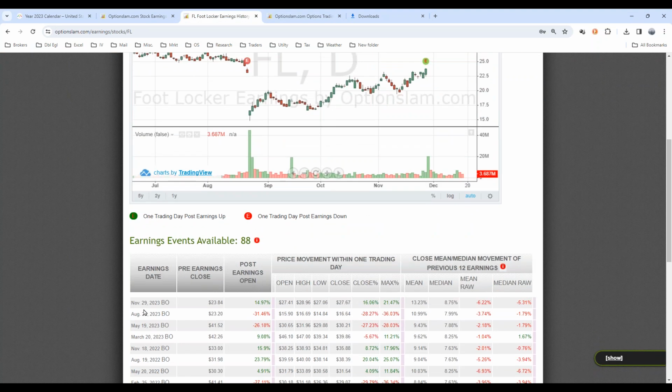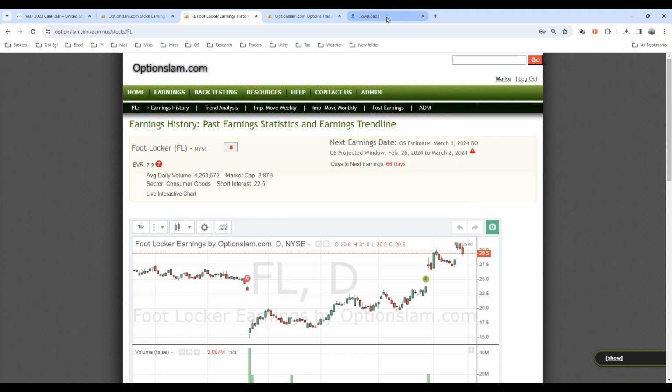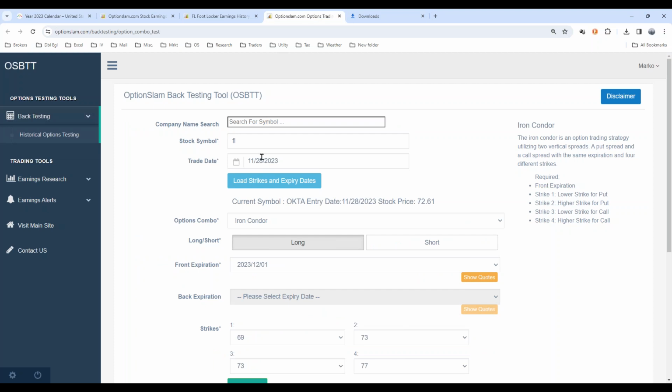What was the November 29th before the open? Okay, same as Okta, November 29th before the open. Perfect. So we want to trade this November 28th before the close. So we load that. We got to click this button, load strikes and expiry dates for Foot Locker on 11/28, and it took a little longer than usual, but it loaded up.